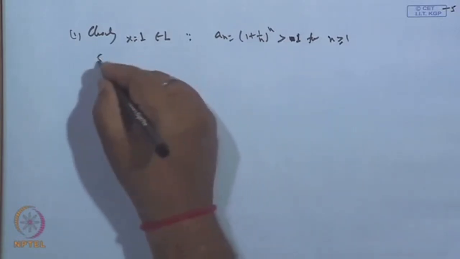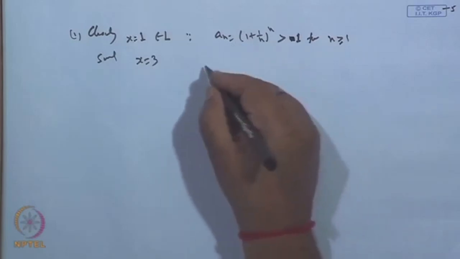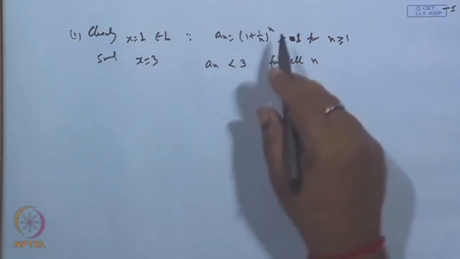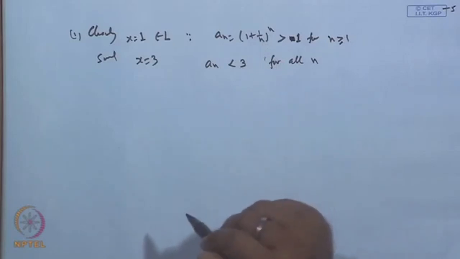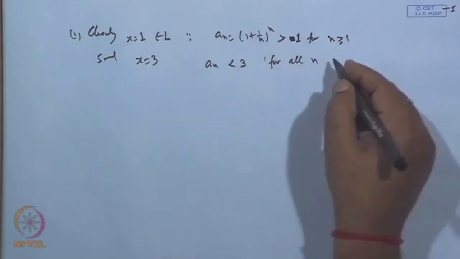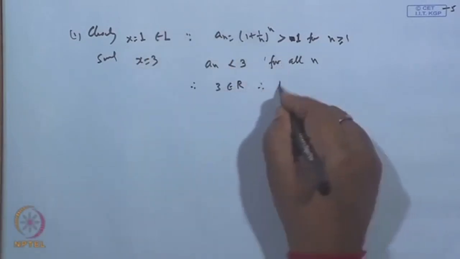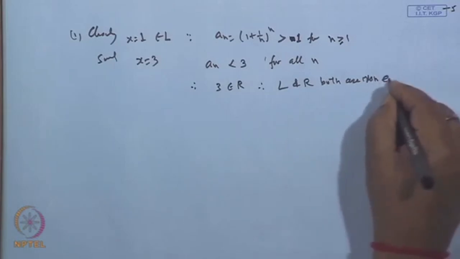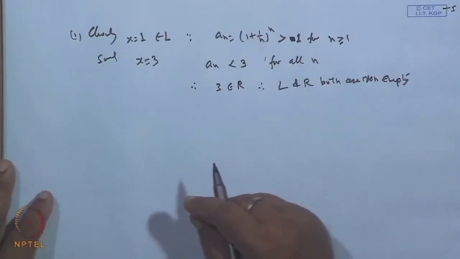Similarly, if I take x equal to 3, then all the elements of a_n are less than 3 for all n. (1 plus 1 by n) to the power n, whatever n you choose, it will remain less than 3. So, 3 is an element that belongs to R. So, L and R both are non-empty. This is the first result Dedekind shows in the section.